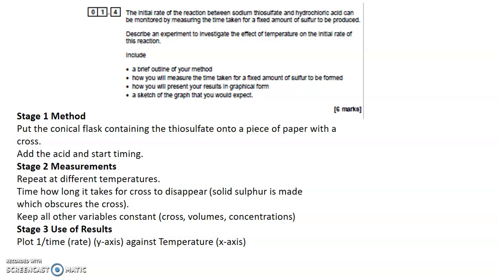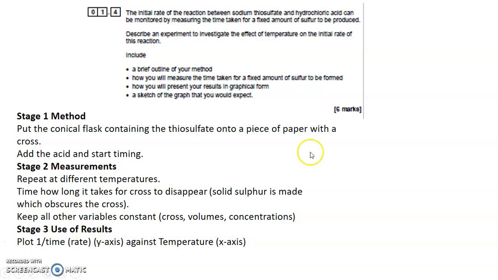Keep everything else constant, that's important. So the cross has got to be kept constant, because if you use, I don't know, a pencil and then a biro and then a thick marker pen, that will change things because you'll be able to see it to varying amounts through the mixture. The volumes of all the chemicals and the concentrations of all the chemicals.